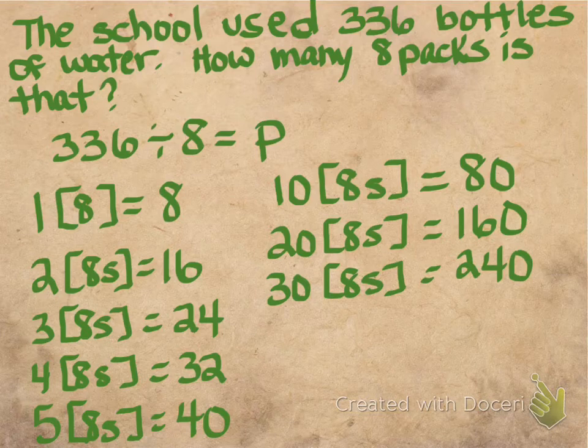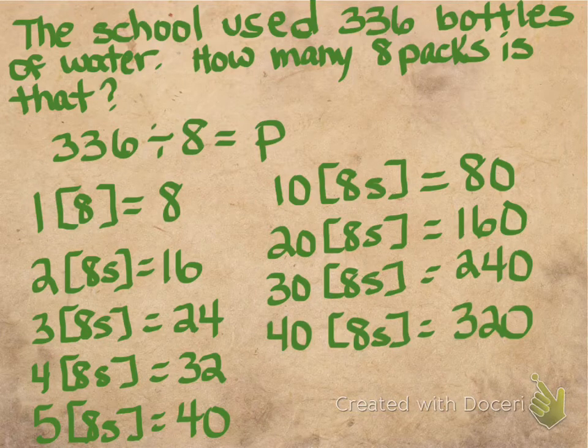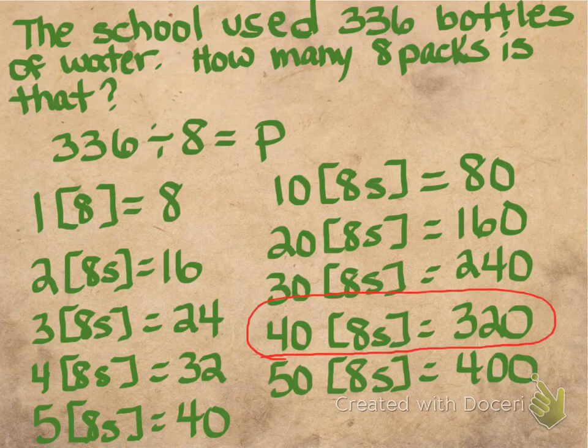30/8 gives me 240. 40/8 gives me 320. And 50/8 gives me 400. Now notice I've got a red circle around the 40/8. And the reason I put that red circle there is because that is the closest that I came to my 336. But I didn't quite get there, did I?